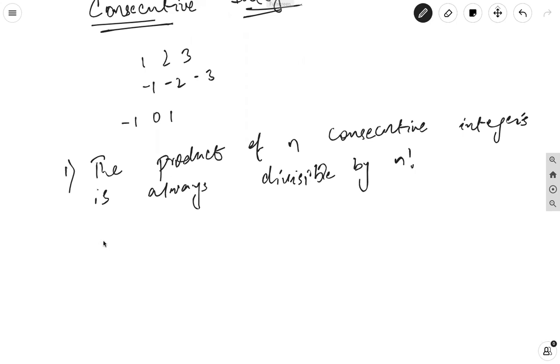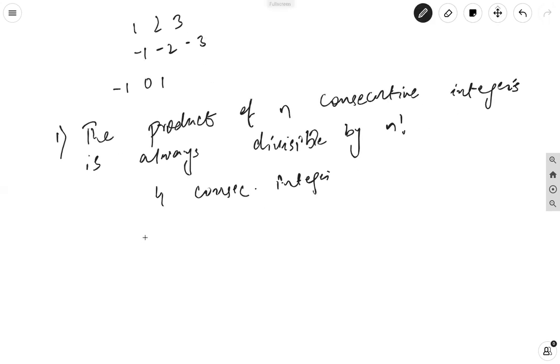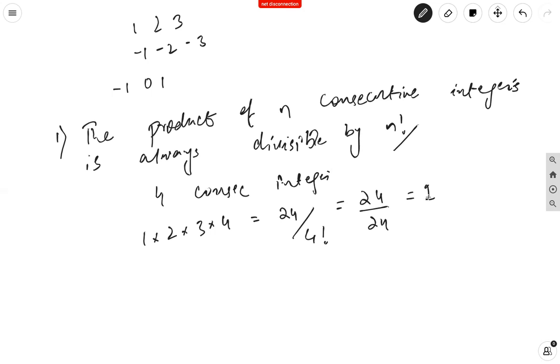For example, let's suppose we have 4 consecutive integers. Take any 4 consecutive integers, any 4. For example, if I take 1, 2, 3, and 4, and take the product of these, this will be 24, right? So according to the property that the product of n consecutive integers is always divisible by n factorial, if we divide this by 4 factorial, 24 by 24, the result is 1. So it is divisible, right?